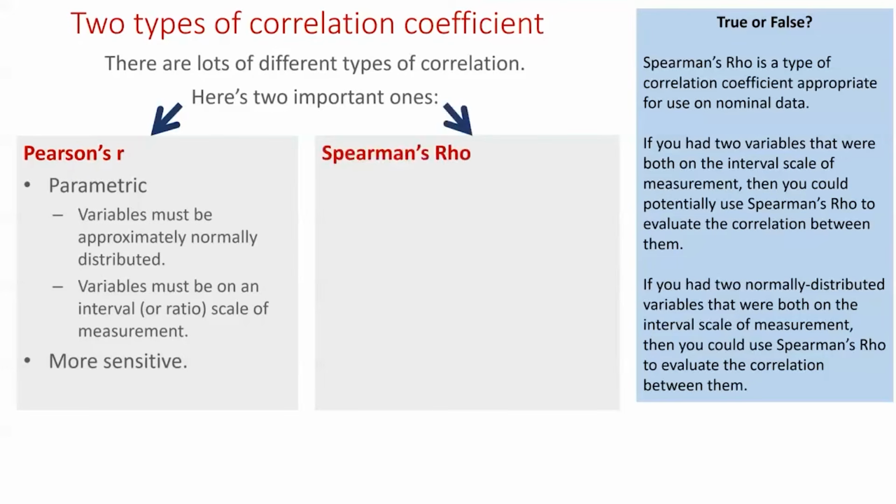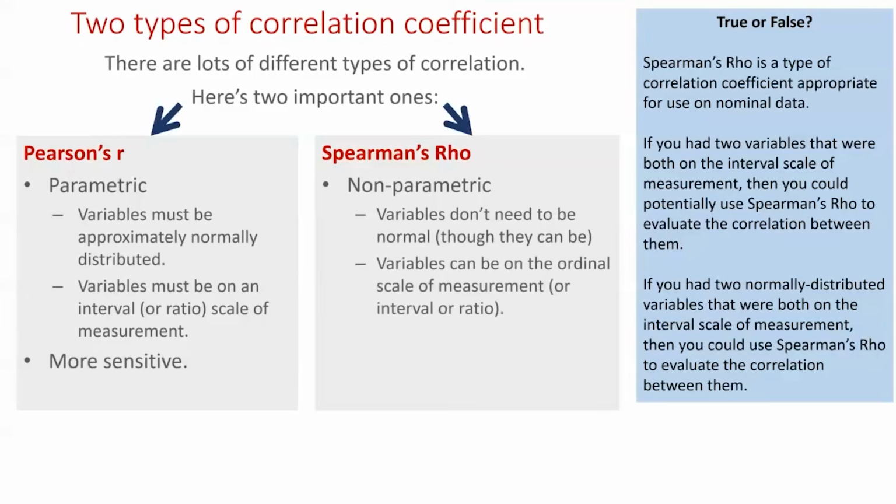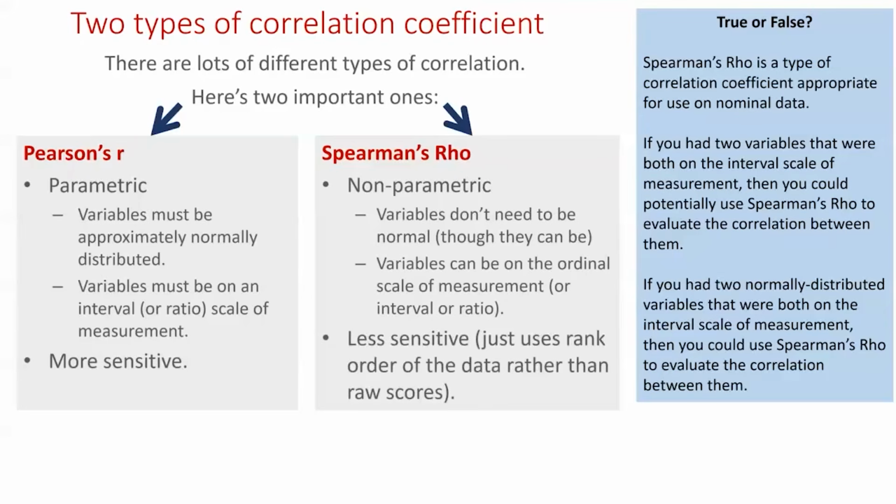The other correlation coefficient we're going to look at is called Spearman's rho, and this is the non-parametric version of Pearson's R, and that means it doesn't have all of those assumptions. The variables don't need to be normally distributed, and we can analyze things that are on the ordinal scale of measurement as well as the interval and ratio scales. Okay, so if Spearman's rho can be used in every situation that Pearson's R can be, why don't we just use Spearman's rho all the time?